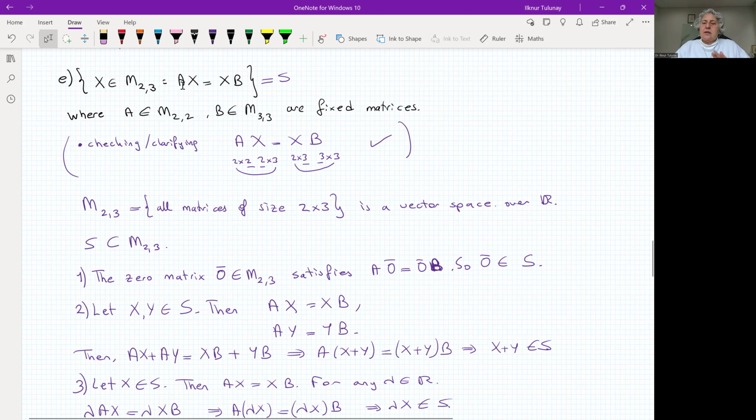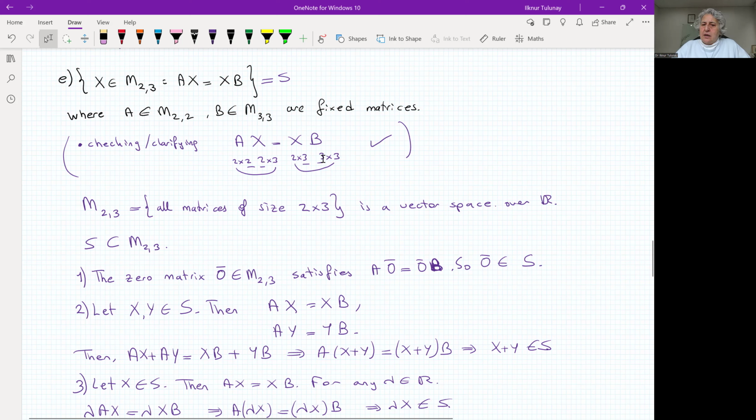Let's think about it for a while. Is this legitimate? Is this logical? So A is 2 by 2, X is 2 by 3, B is 3 by 3. So we can multiply this because this number is equal to that number: the number of columns of A is equal to the number of rows in X. So we can multiply this. And when we multiply, we will have a matrix of size 2 times 3. Here we have a 2 by 3 matrix for X, and the B matrix is a square matrix 3 by 3. And this number is equal to that number: the column number of X is equal to the row number of B.